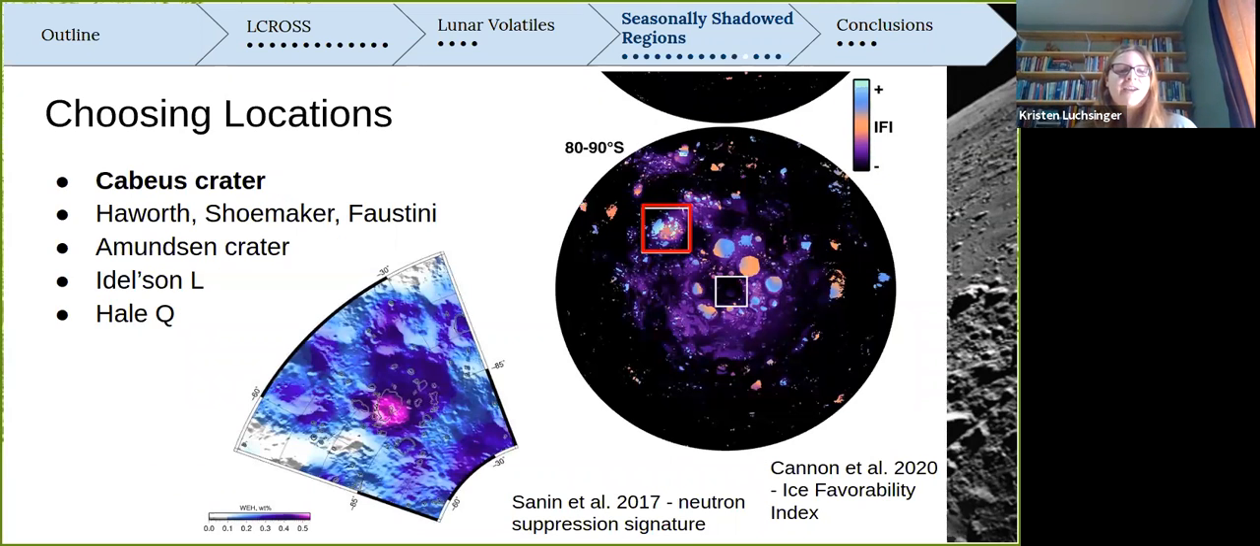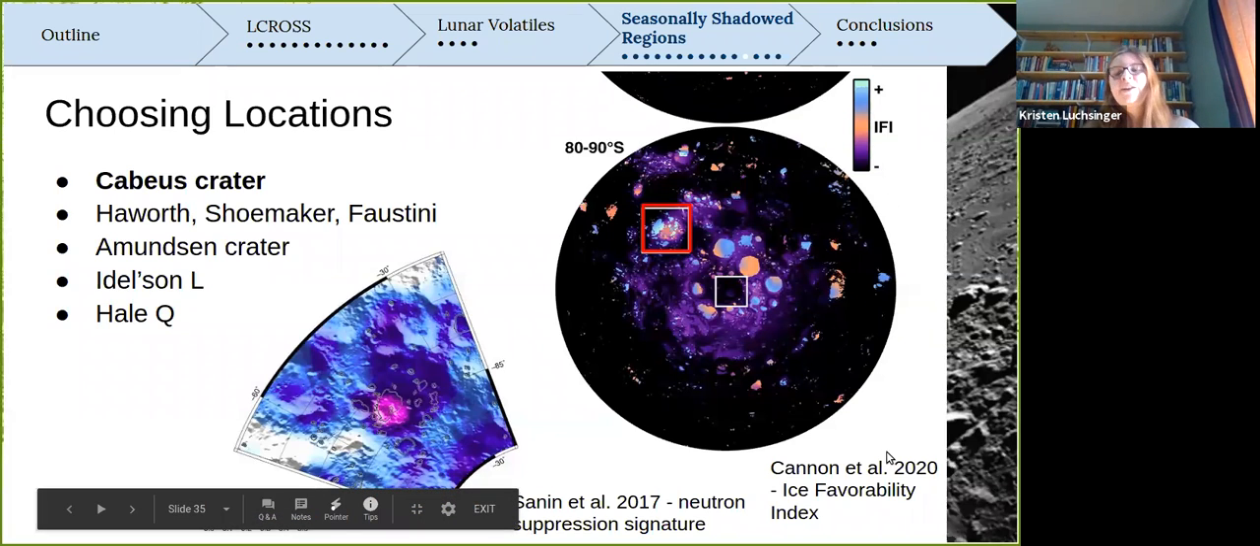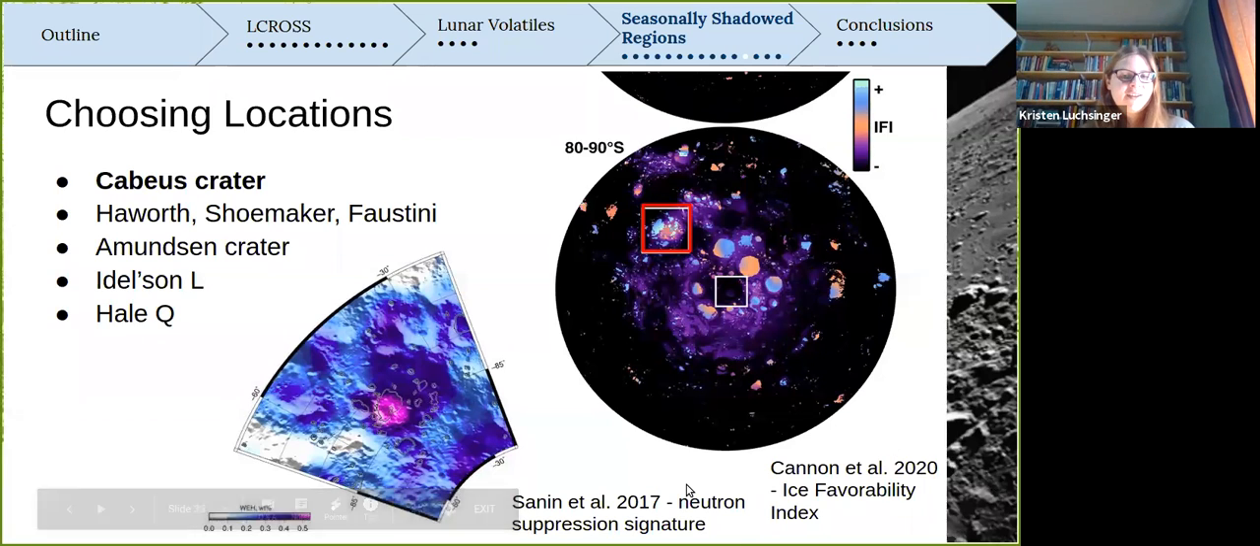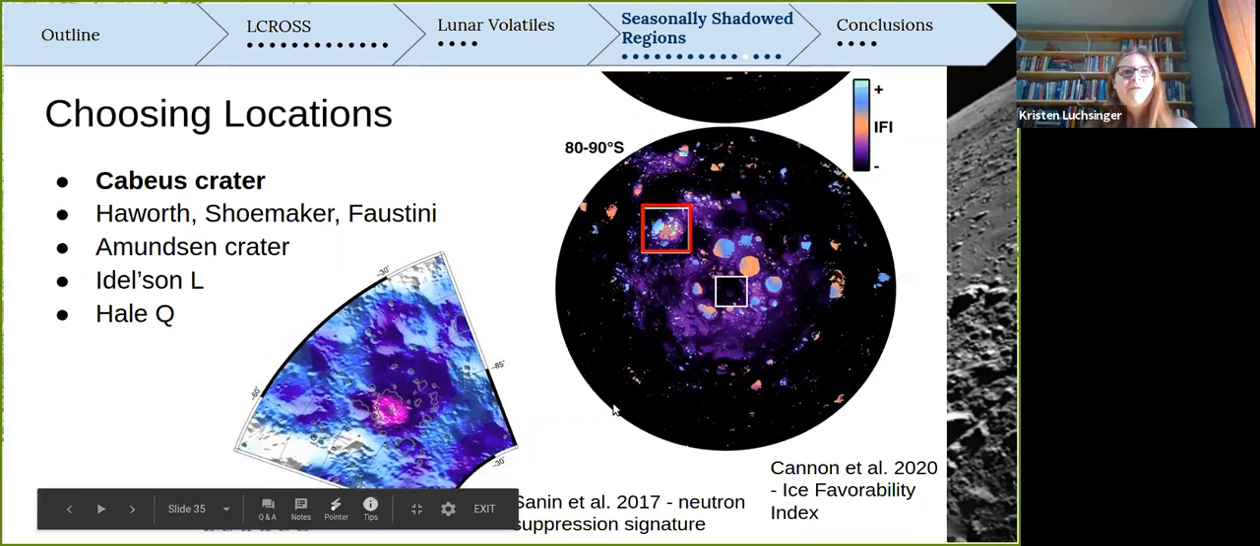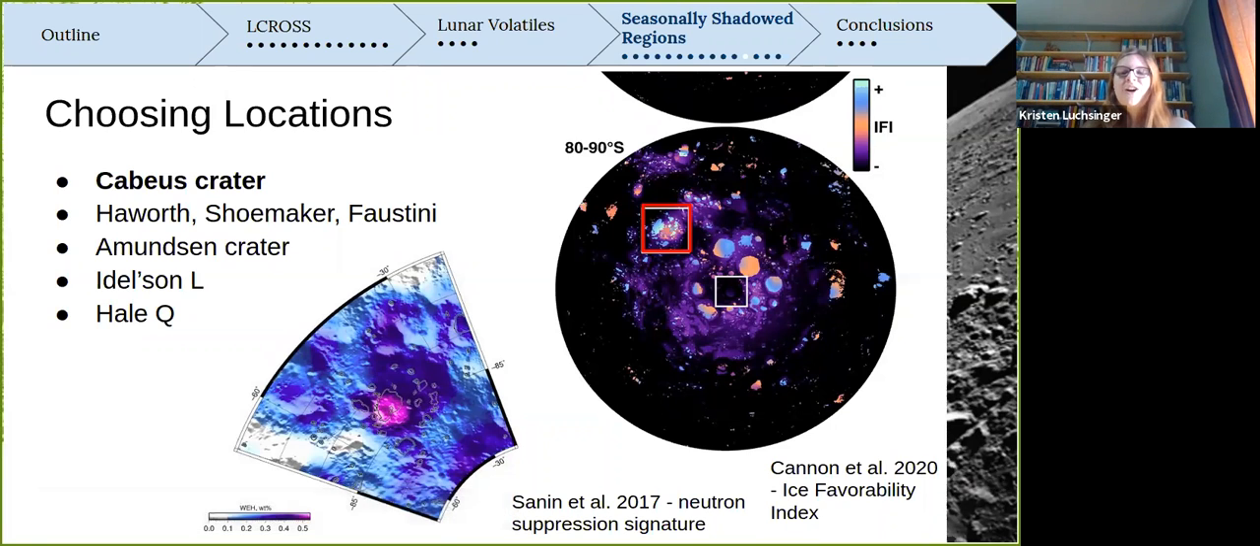So when I chose my locations, I took a lot of things into account. I wanted a diverse set of locations, and I wanted locations that had some probability of having ice. I looked at the Cannon et al. 2020 Ice Favorability Index. I looked at neutron suppression signatures, and I looked for interesting thermal signatures across the crater floor. So I was looking for really interesting, complex, rich, geologically significant and distinct types of craters.